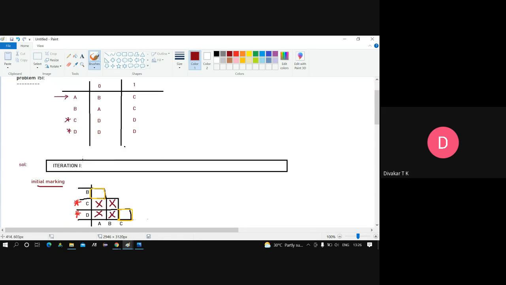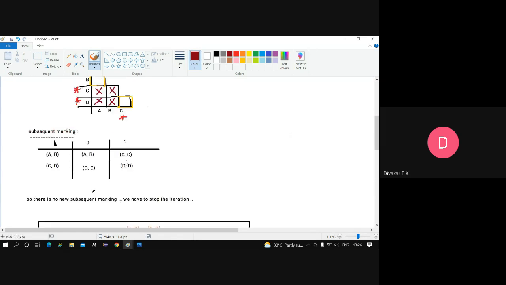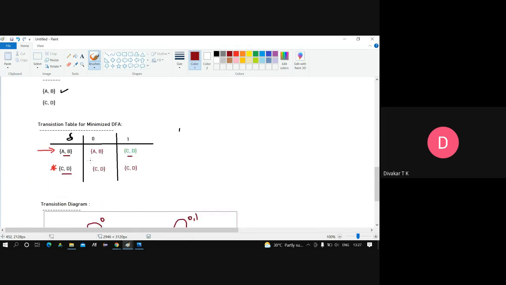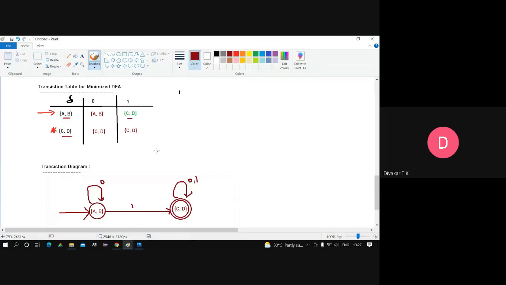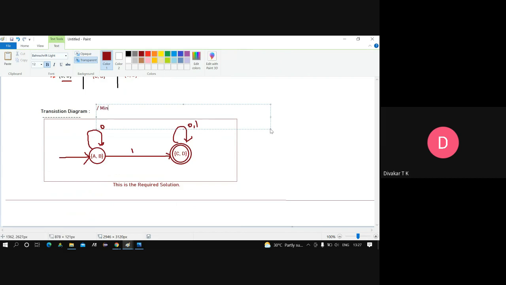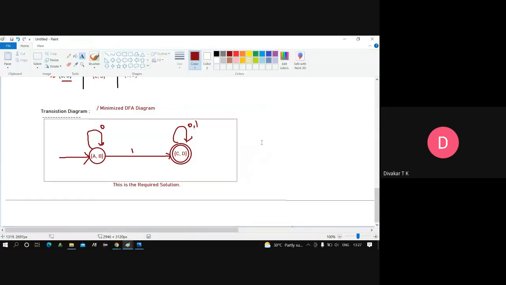So first we were given the problem, iteration 1, we took the initial marking, table filling algorithm, then subsequent marking, then indistinguishable states, distinguishable states, then the minimized states we have written, the transition table for the minimized DFA, and the transition diagram we have written. So this is the required solution. Both are the same; the transition diagram of the minimized DFA we have written here. Got the clarity? Perfect. We shall move to the next problem.